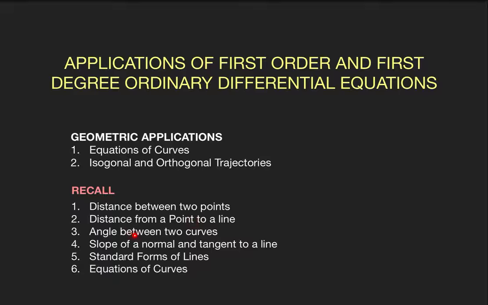It's also important for us to recall how to find the angle between two curves, determining the slope of a normal and a tangent to a line. Recall the tangent is the first derivative of a certain curve at a specific point of tangency xy, and the normal has a slope which is the negative reciprocal of the slope of the tangent. We also need to recall the different standard forms of lines, especially the point slope form of a line, and of course, identifying the different types of curves and their equations as well.